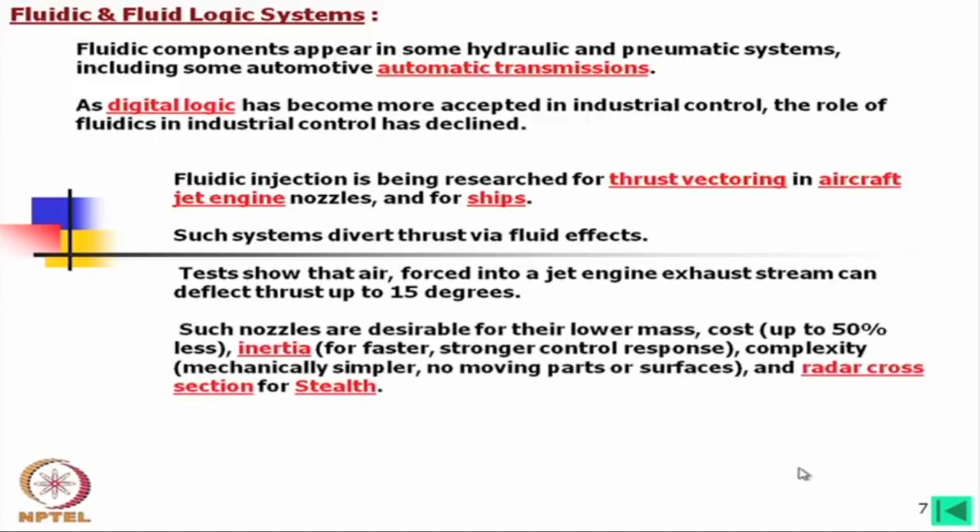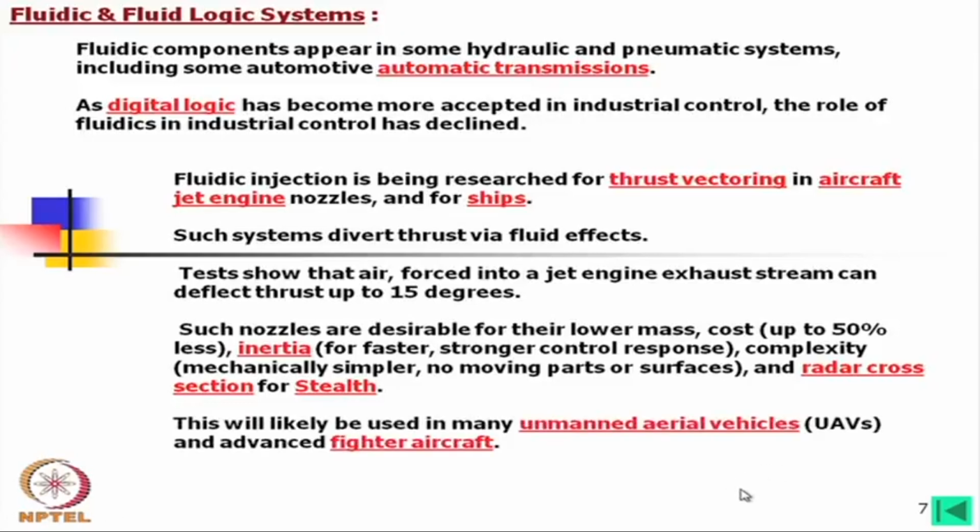Such nozzles are desirable for their lower mass and cost, up to 50% less inertia for faster, stronger control response, and mechanical simplicity with no moving parts or surfaces, as well as lower radar cross section and stealth. This is also used in unmanned aerial vehicles, that is UAVs, and also advanced fighter aircraft.